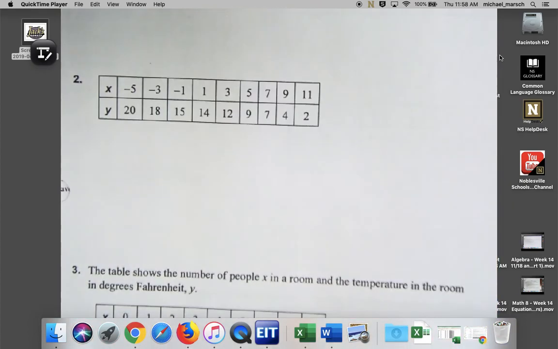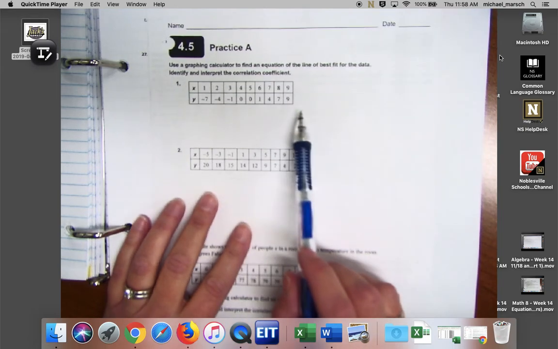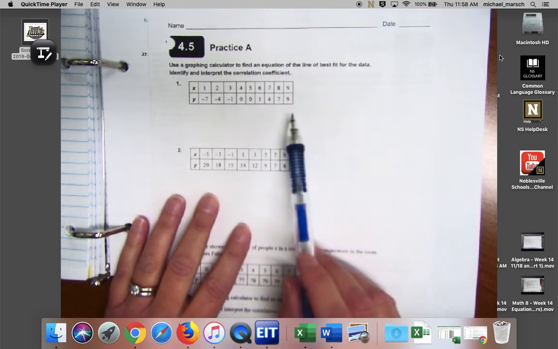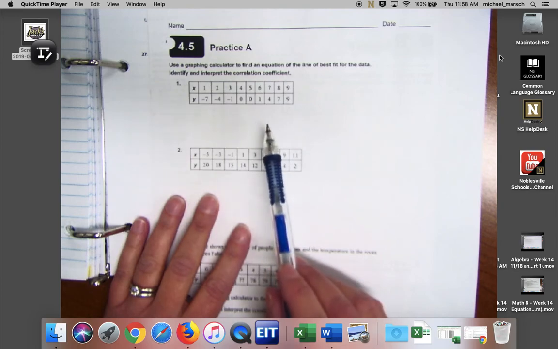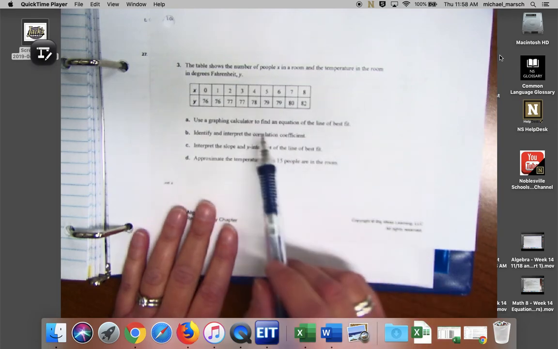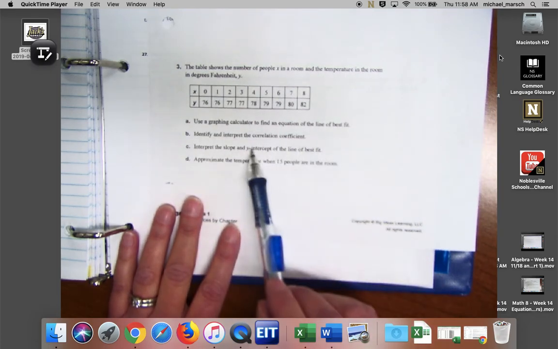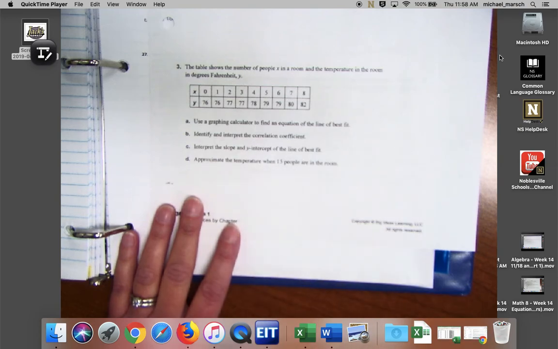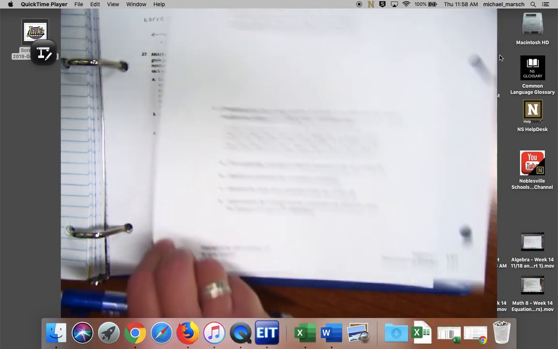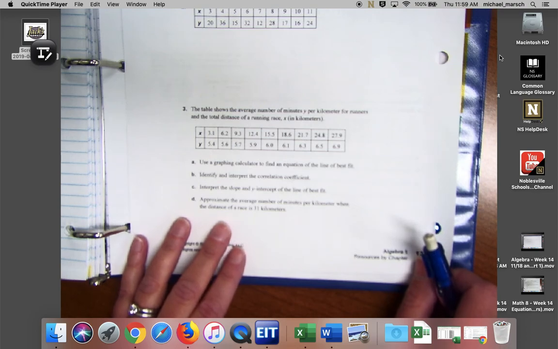Okay. On questions 1 and 2, all you have to do is find the equation of the line and then interpret the correlation coefficient. Remember that the correlation coefficient is that R on the data. Question 3, you have to do the same thing: equation of the line of best fit, correlation, and then actually interpret and approximate a number, like we just did in our notes, so you can go back and look at that. The back side is exactly the same, except different numbers. So you have 6 problems to work on.